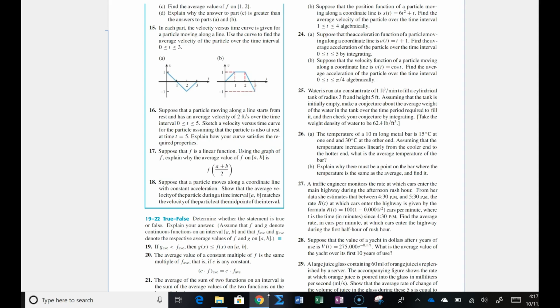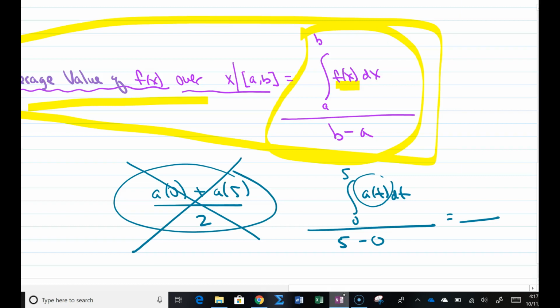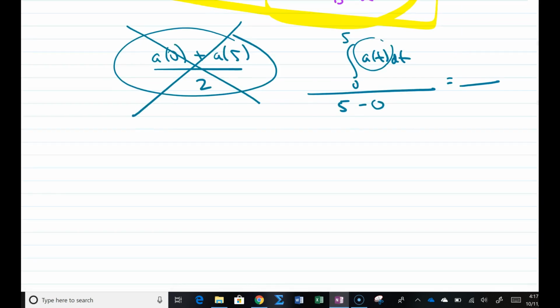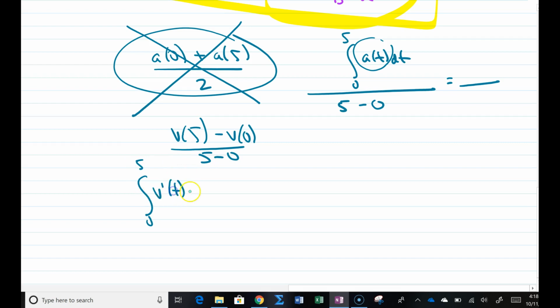So if you want average acceleration, you can do this two ways. Average acceleration is the same thing as average rate of change of velocity. So you could make the statement that v of 5 minus v of 0 over 5 minus 0 would equal the average rate of change of velocity from 0 to 5, or the average acceleration from 0 to 5. You could also say that this is the definite integral from 0 to 5 of that velocity function given to you, all divided by 5 minus 0.